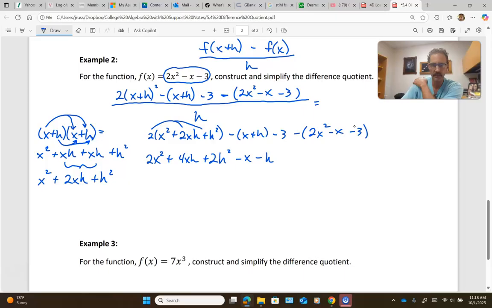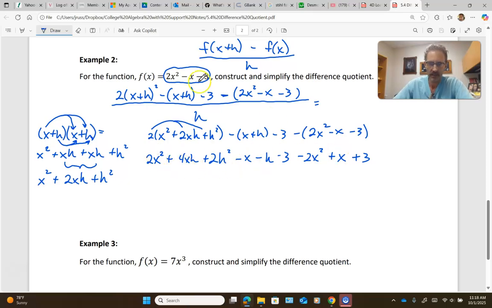Okay, minus h, minus 3, then distribute this negative, so negative 2x. That'll become a positive x, and then that will become a positive 3. Alright, finally. Okay, so a lot of just mechanics here.